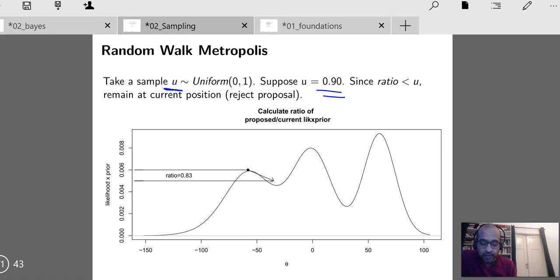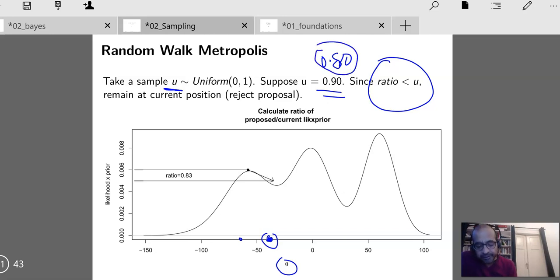In this case, 0.9 is bigger than 0.83, the ratio, and therefore I'm going to end up staying in the current location, because we only make a move if the likelihood ratio is larger than u. Right? So in this case it's not. If u had been 0.8, then I would have probabilistically moved to this location. From here I would have moved here. Okay. So I would have taken a sample from the theta parameter from here now, if the u value had been 0.8, let's say.